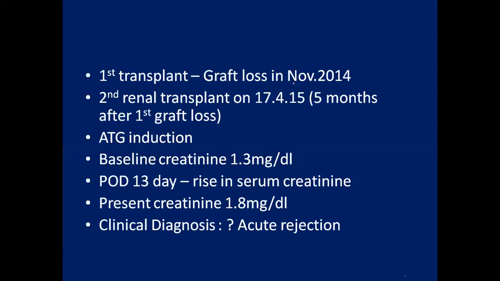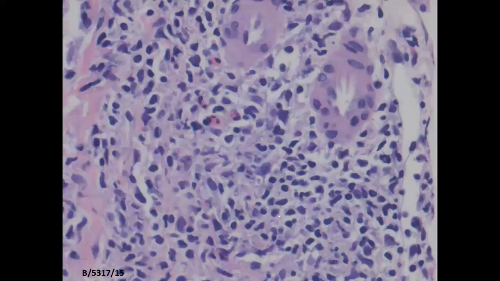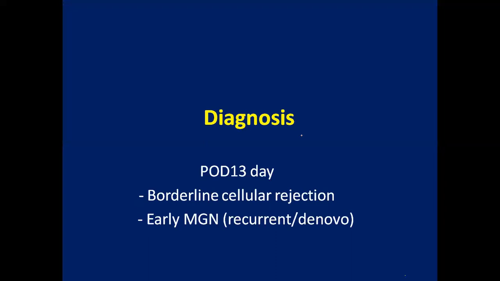There was graft loss in November 2014, and a second transplant was done 5 months after the first graft loss. Baseline creatinine was 1.3, and at POD 13 there was a rise in serum creatinine to 1.8. A biopsy of the second allograft showed some interstitial infiltrate, with scattered eosinophils also. The glomeruli looked fine, but even in the second transplant there was some IgG granular staining. You can see here. So it was labeled as borderline cellular rejection, early MGN, recurrent or de novo, in the second transplant.